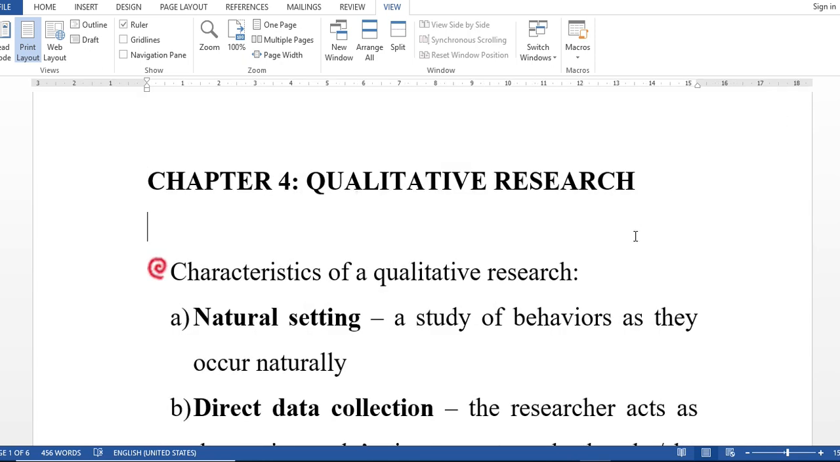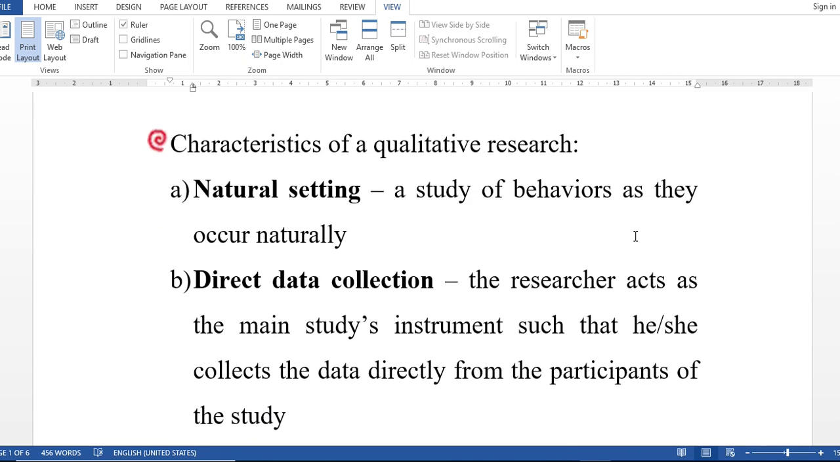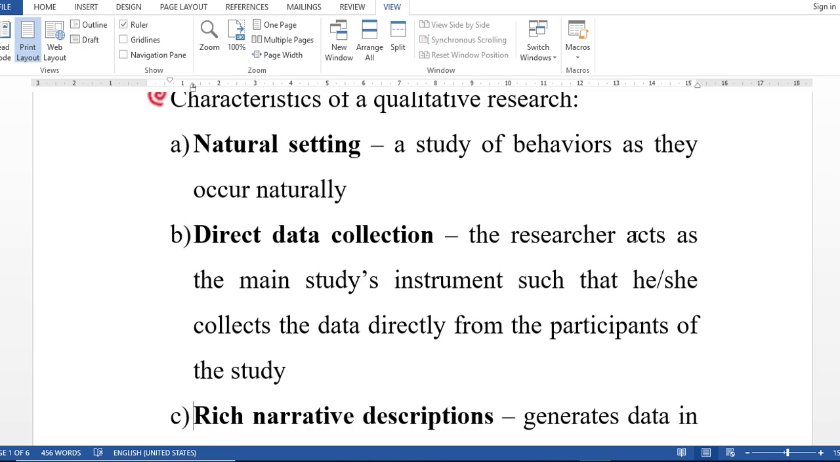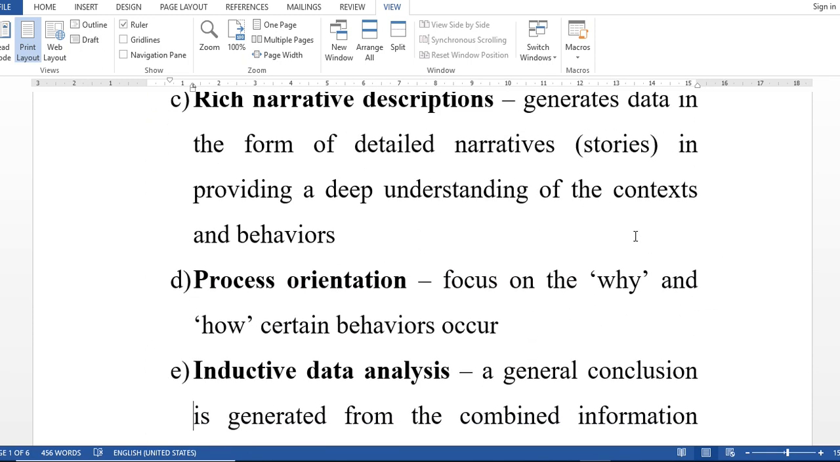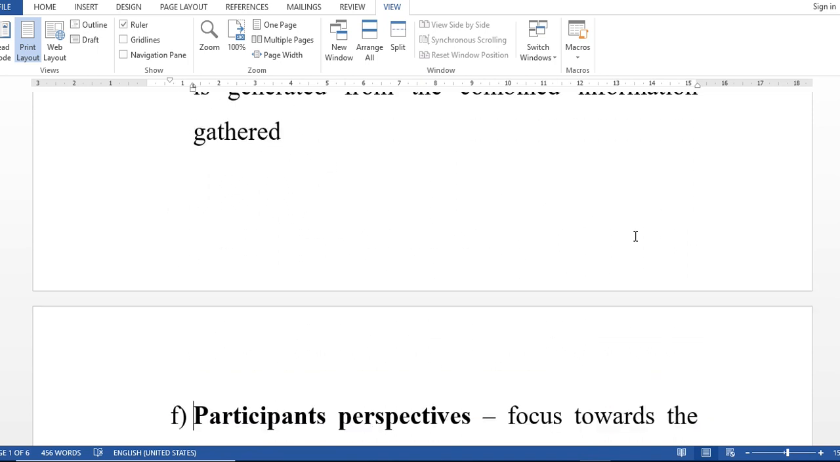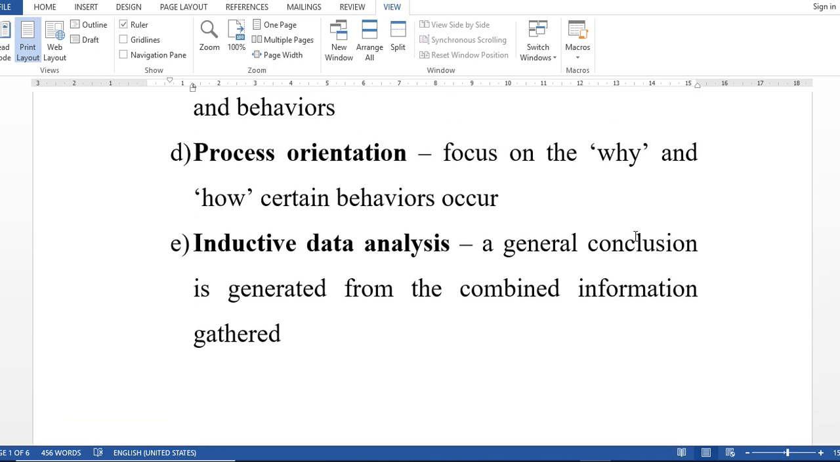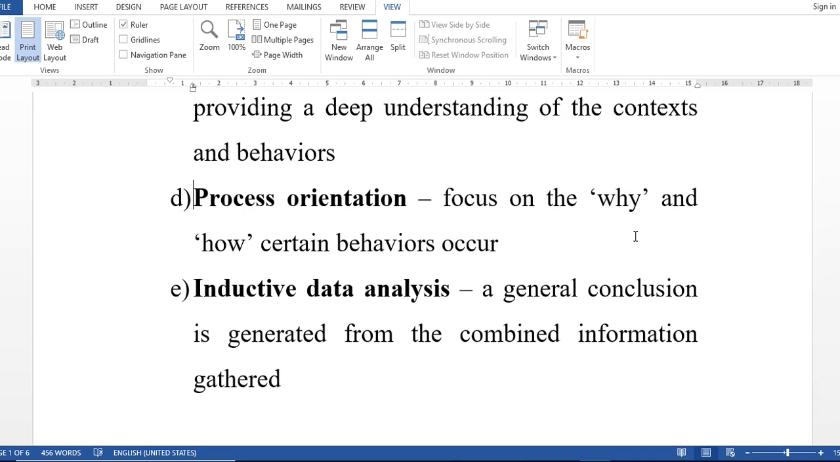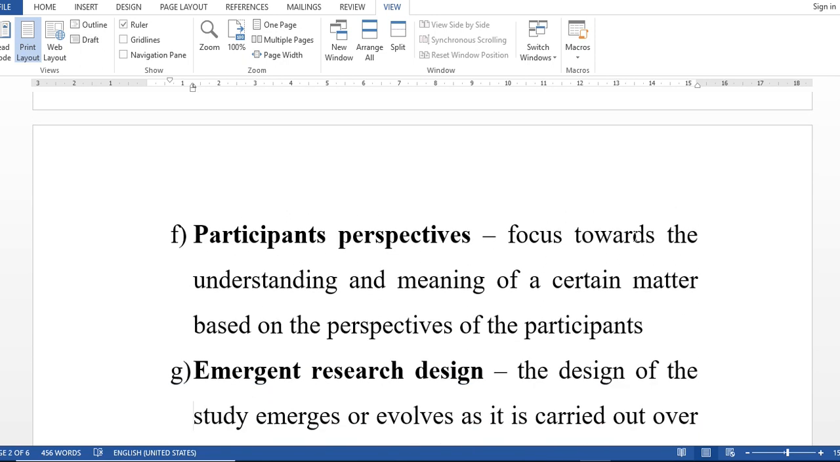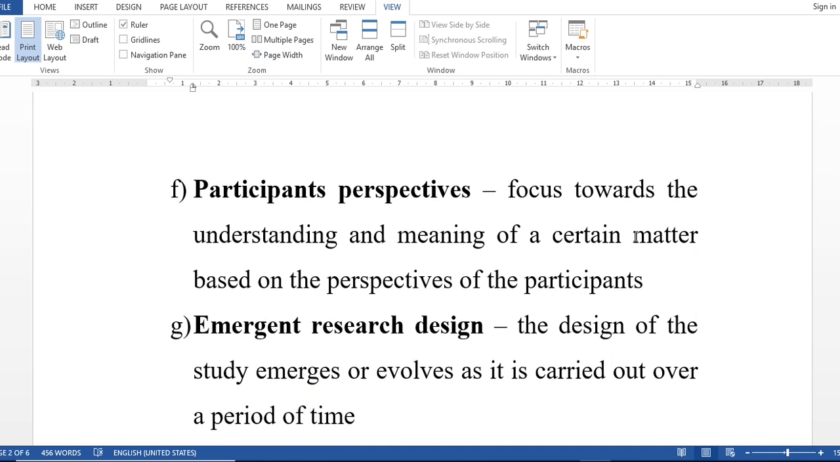Okay, so qualitative research. Characteristics of qualitative research: it is a natural setting. Okay, it's a direct data collection, a rich narrative description, process orientation. Process orientation means you are focusing on why and how. Okay, inductive data analysis means you start from the bottom, you collect the data, and then you come up with the conclusion. And most of the time, qualitative research captures the participants' perspective. Okay, so they gather data more on the participant or the sample.